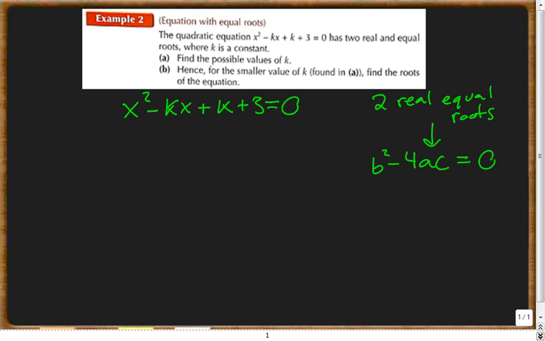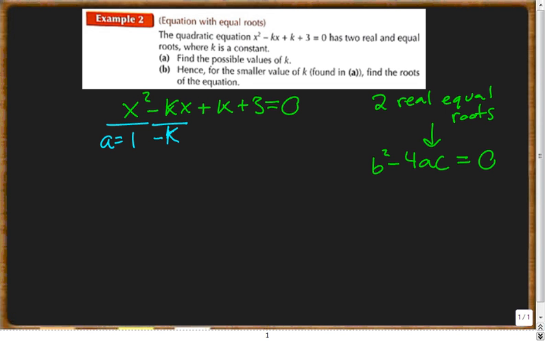So b squared minus 4ac equaling 0 is very, very helpful because now we have something to use to help figure this stuff out. Now what we need to do is figure out what our a, b, and c are. Our a term comes from x squared, so a is going to be 1, right? Now b is whatever coefficient is attached to x. So b, in this case, is negative k, whatever is being multiplied by x.